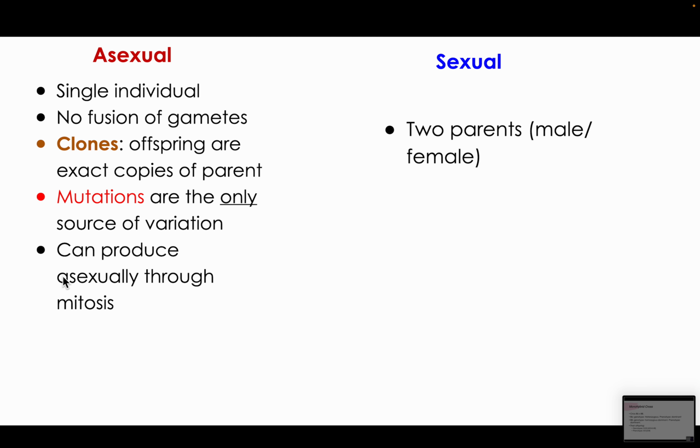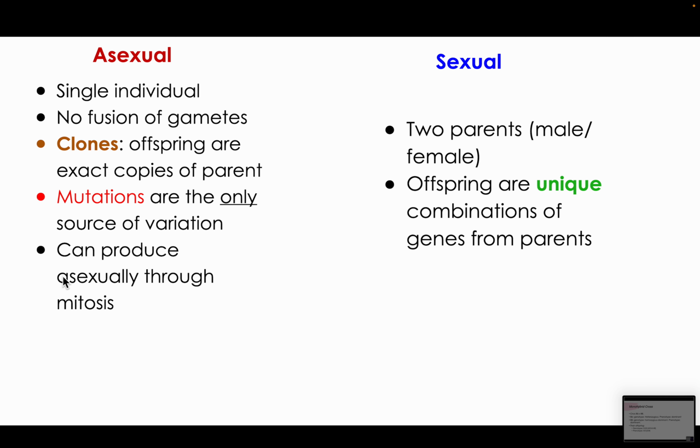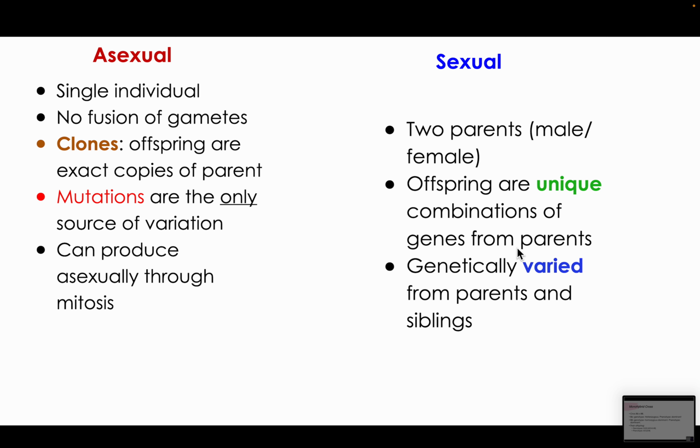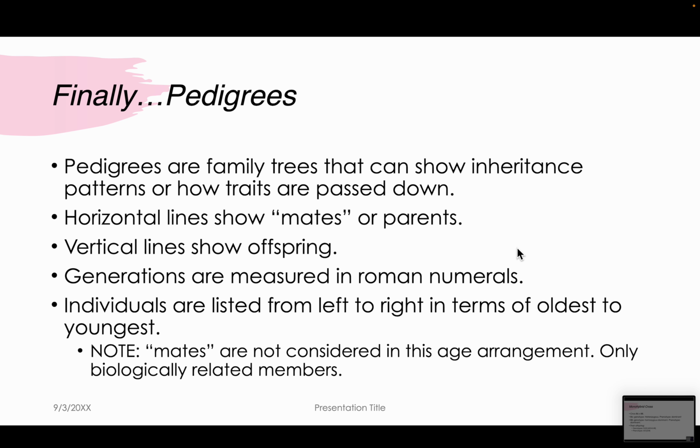Sexual reproduction has two parents. It involves the creation of sperm or egg cells. The offspring are unique combinations of genes from parents due to crossing over. So they're genetically varied from parents and siblings. You can be very similar to your parents, but you are not exactly the same as them. Or else that'd be really weird. All right, pedigrees.